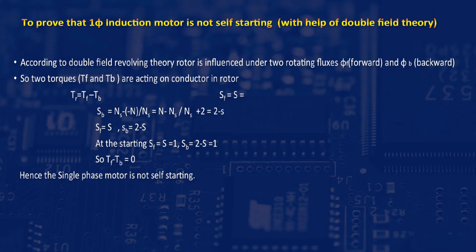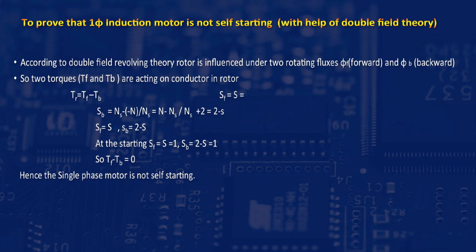your single phase induction motor is not self starting? So, the following derivation is a proof that your single phase induction motor is not self starting. Now, we all know that according to this revolving field theory, we are resolving the flux into two fluxes, and we can say that one is rotating in a forward direction and another is rotating in a backward direction. As a result, forward flux will have a torque Tf and backward flux will have a torque Tb.